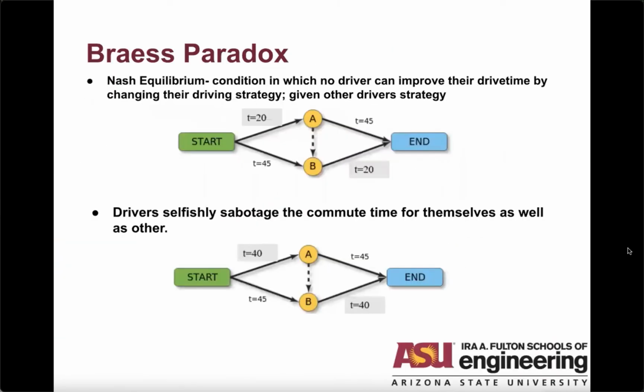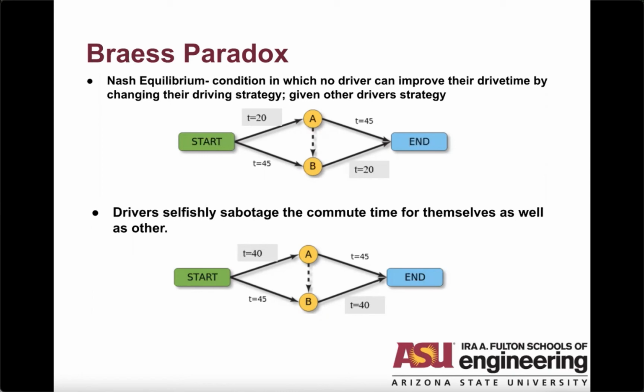Suppose that we have a road from start to end that can be modeled as t over 100 for the first link, and t is equal to 45 for the second link. When all 4,000 cars are evenly dispersed from start, we're left with a 20-minute drive time on that first link from start to A, and 45 minutes from A to end, which gives us 65 minutes.